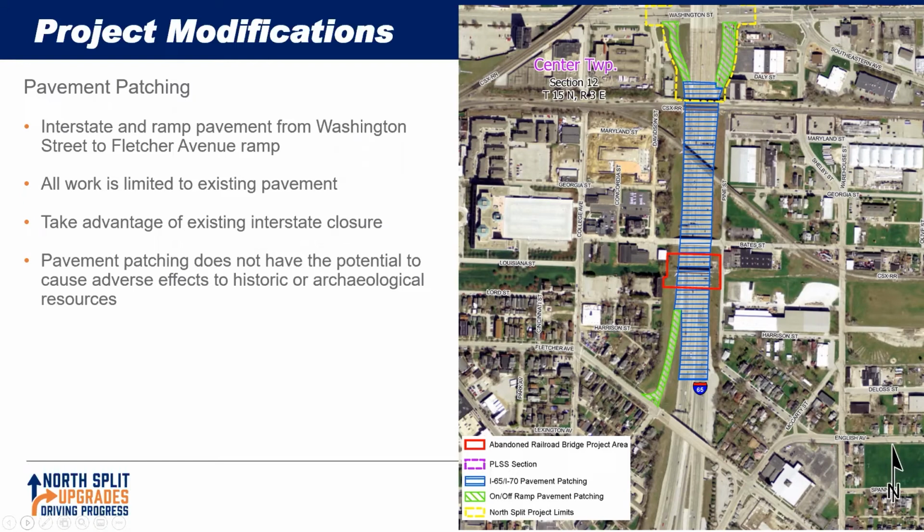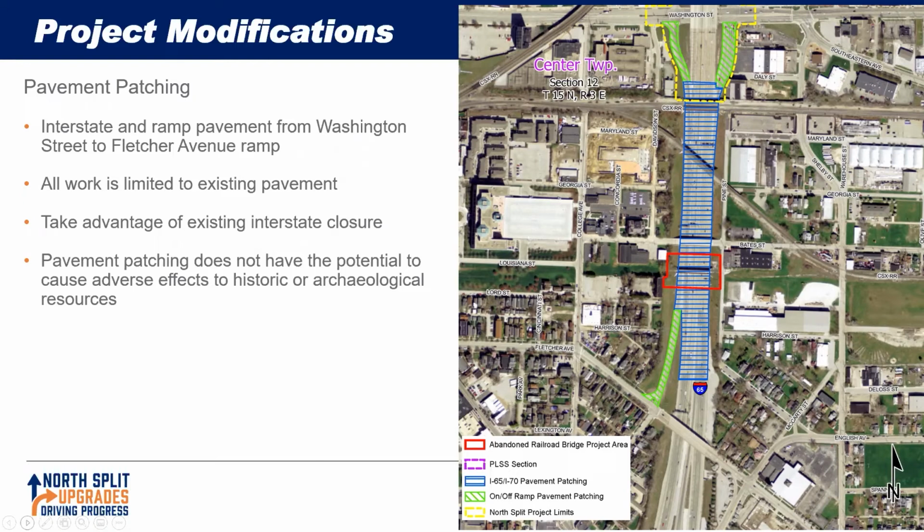There is a piece of pavement that's highlighted in this blue hatched area that you can see here that is south of the North Split project area. At the very top of this map is Washington Street. It runs east and west. The interstate is the part that's highlighted in blue. What we're proposing to do is to maintain the condition of this pavement by patching it in the blue area.